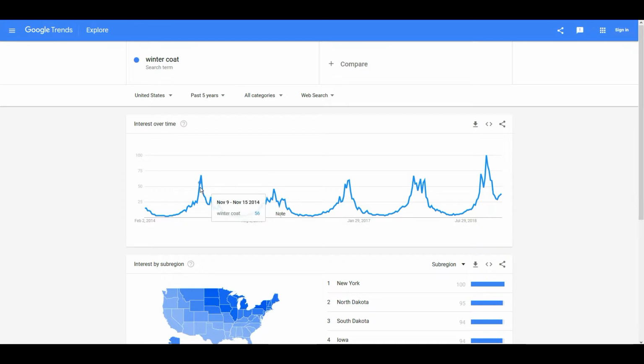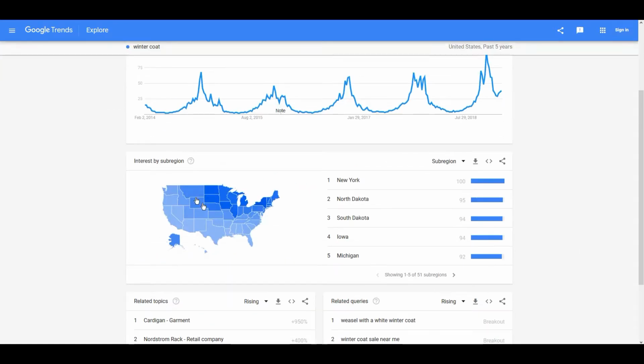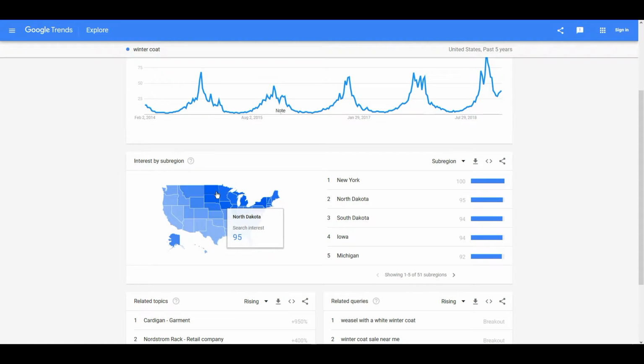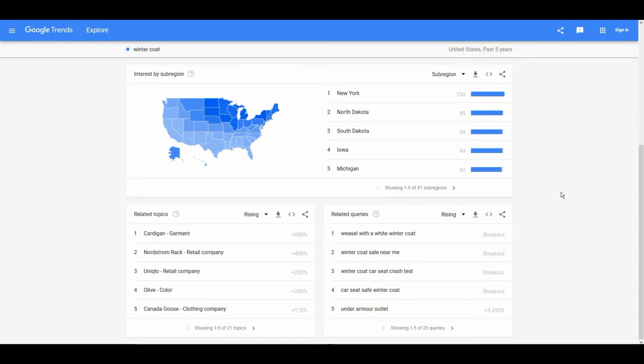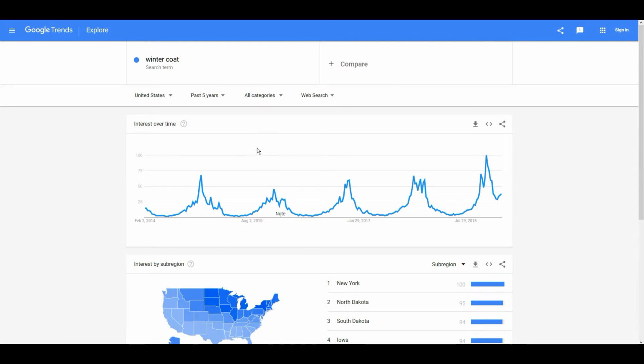So you can see November of every year, right? November, December time frame every year. Winter coat. That's when people search for it. They are not thinking about getting winter coats in May and July, right? And then you can see interest by sub-region, right? We have the most interest in the coldest states. So that's a really cool way to see where people are searching for these things.